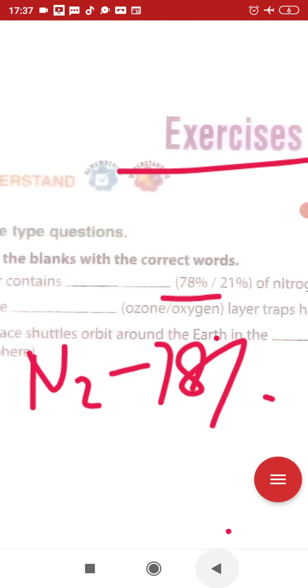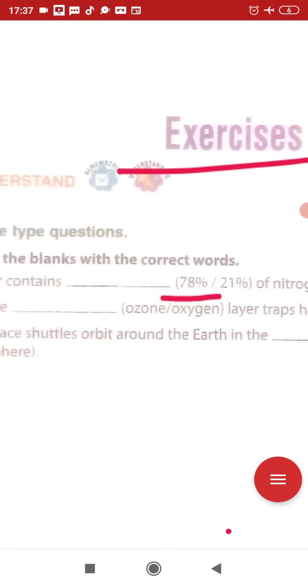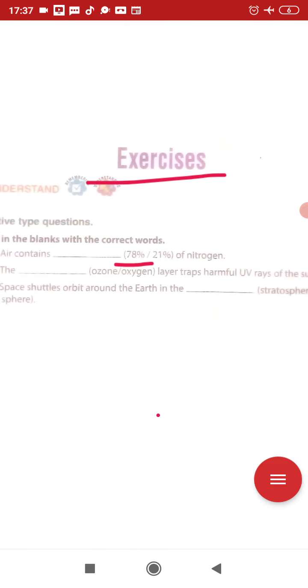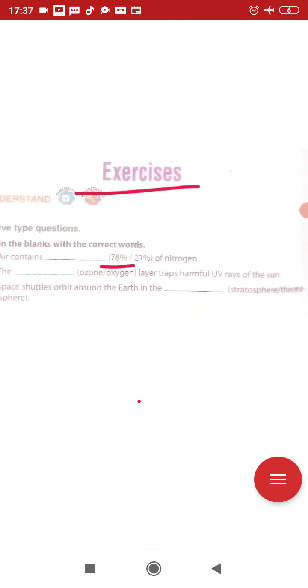Question number 2. The dash layer traps the harmful UV rays of the sun. UV rays, the full form of UV rays is ultraviolet rays. Ultraviolet. Okay, this is very harmful for humans. The UV rays affect human health badly. Skin cancer, lots of skin problems, digestive problems. These problems will appear if UV rays directly fall on our body.